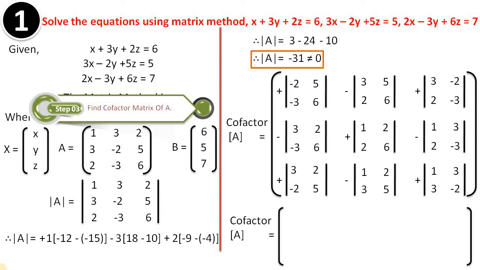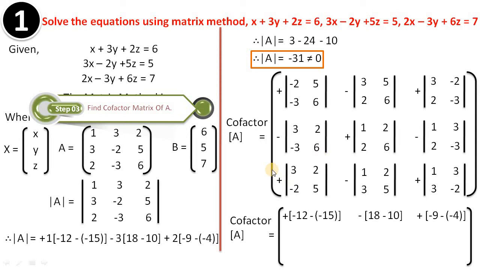So cofactor matrix of A is equals to plus, now expand this 2 by 2 order determinant by taking cross multiplication. So minus 2 into 6 minus 12, middle sign minus, 5 into minus 3 minus 15. Next is minus, cross multiplication again, 3 into 6 18, middle sign minus, 5 into 2 10, plus 3 into minus 3 minus 9, middle sign minus, minus 2 into 2 minus 4.